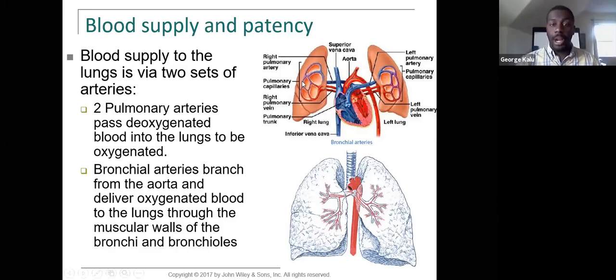So the bronchial arteries are responsible for delivering oxygenated blood to the muscles and tissue within the lungs to help the tissue remain functional. So, pulmonary arteries and then the bronchial arteries, which we see over here.